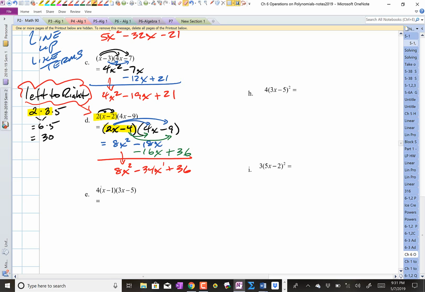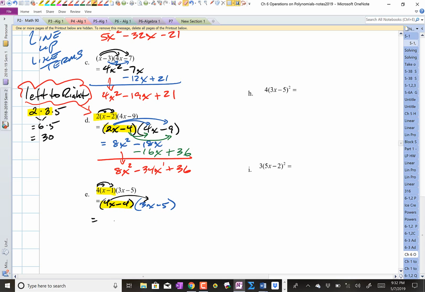All right, let's give it a shot. Let's check your work. I'm going to distribute through the 4, and I get 4 times x is 4x, minus 4 times 1 is 4. So distributing through the 4, that's just 4x minus 4. And then you've got to take the result, and multiply it by 3x minus 5. So let's do that. Here we go.